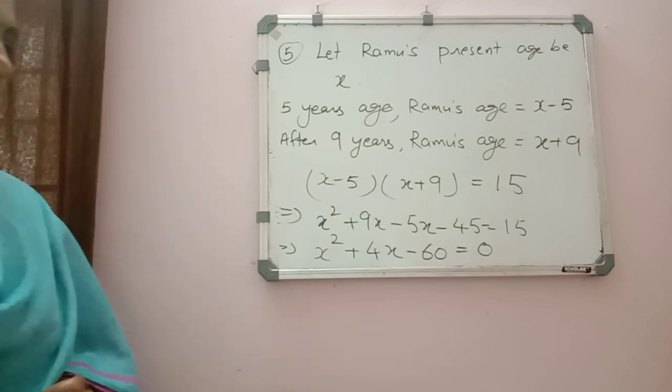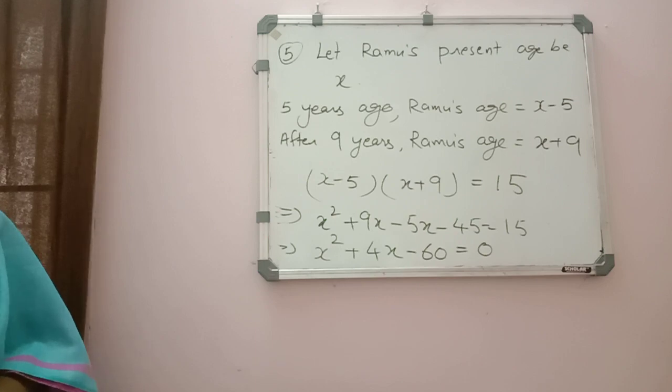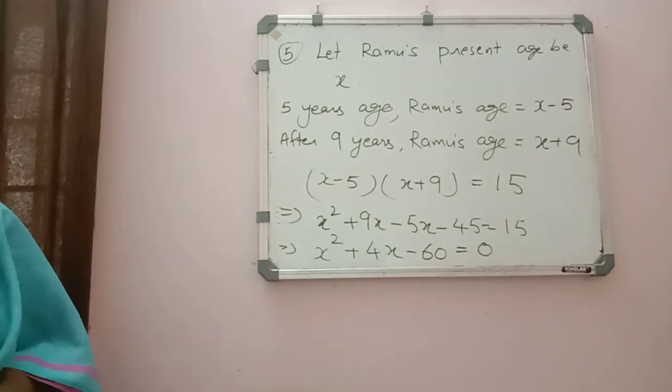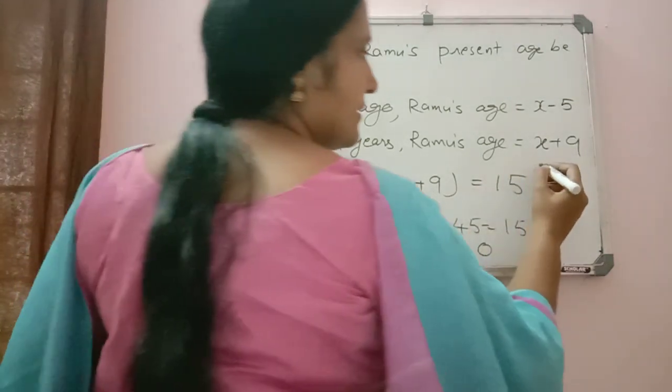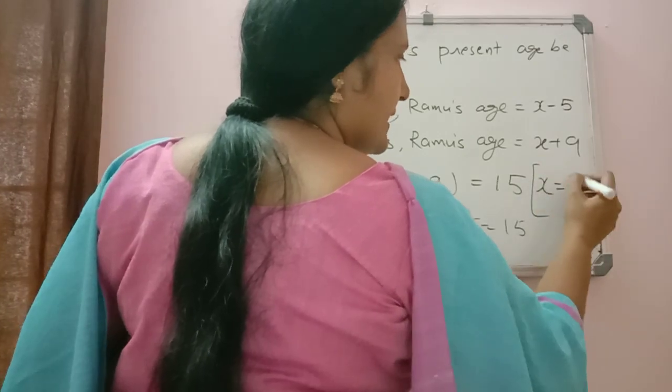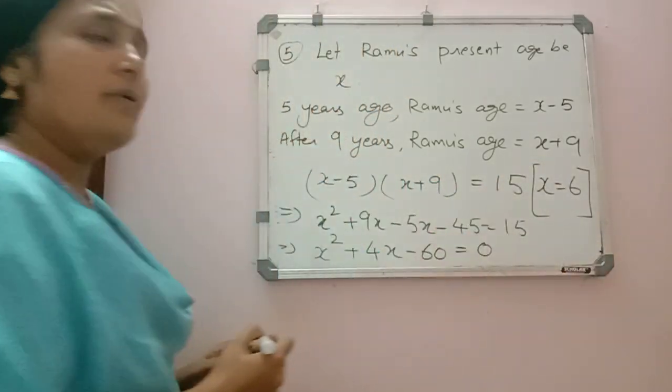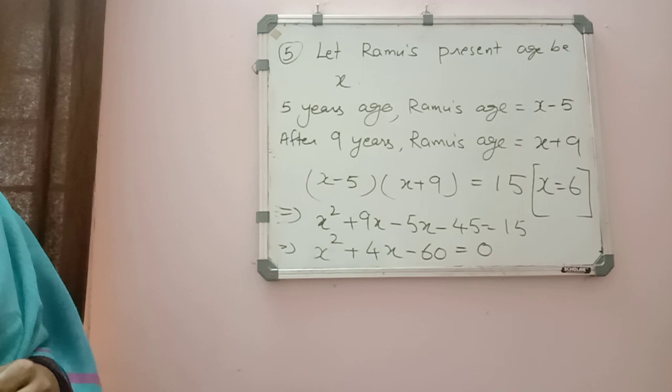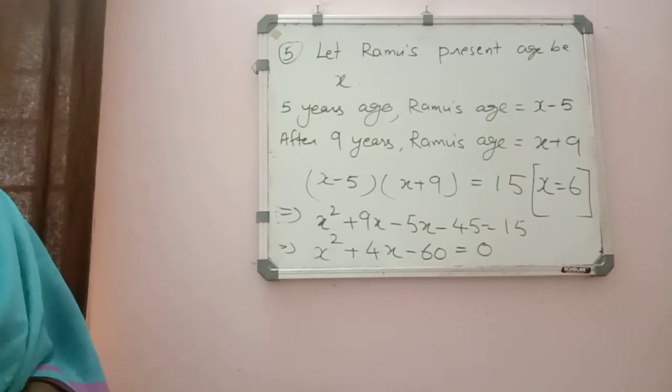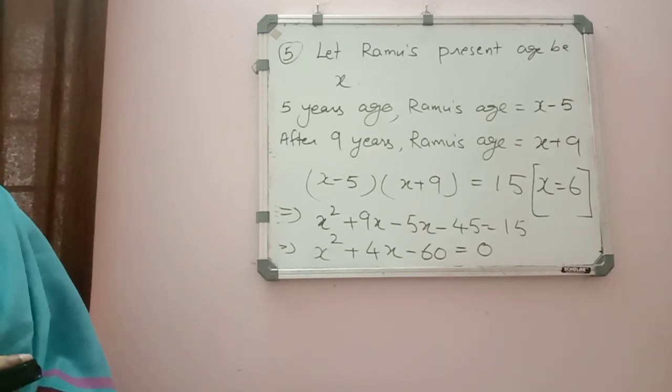Hope all are solving the equation. So you can check the value. Your value of x will come equal to 6. After solving, you will get the answer x is equal to 6. So at last, write down the answer statement: Ramu's present age is 6 years.